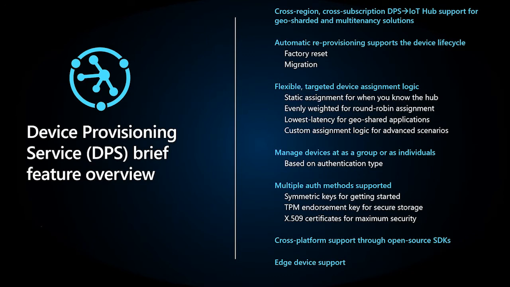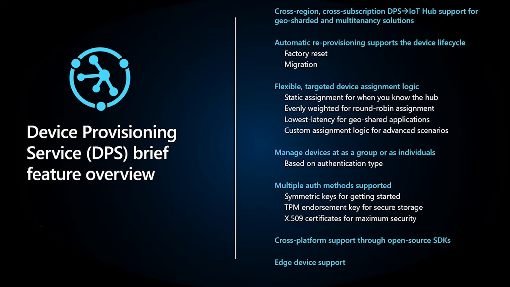So I'm going to give an overview. You might see the word DPS, that's just the short version of device provisioning service, so I'll use those interchangeably. The overview is that it is cross-region and cross-subscription, which is really nice to have, that ability to have a global service. If you need to switch IoT hubs or be in a different region, being able to do that is really nice to have already ready for you. It also has multi-tenancy solutions support as well, and automatic reprovision support through the life cycle. So if you need to do factory reset or migration, as we talked about earlier, you're also able to do that.